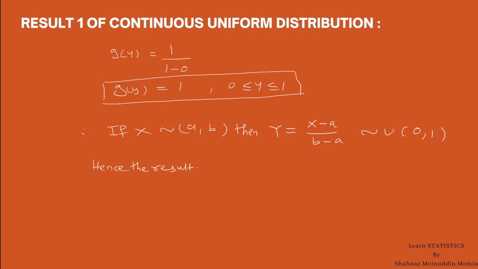Here we have learned result 1 of continuous uniform distribution. If a variable x follows uniform over a to b, then its univariate transformation (x minus a) by (b minus a) will follow the uniform distribution with parameters not a, b but 0 and 1.